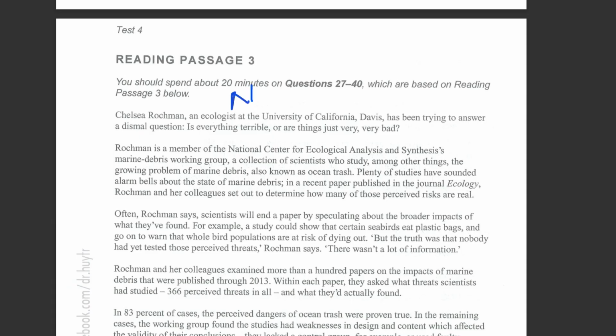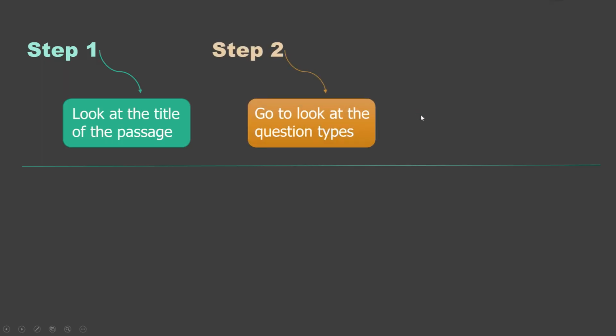One thing you should also understand is that it's not on all occasions that a passage may have a title. In that case, you have to skip step 1 and then start with step 2. But remember that in most instances, the last question will ask you to give a title to that passage. Once you look at the title of the passage, the next step you have to go into is to look at the question types available.